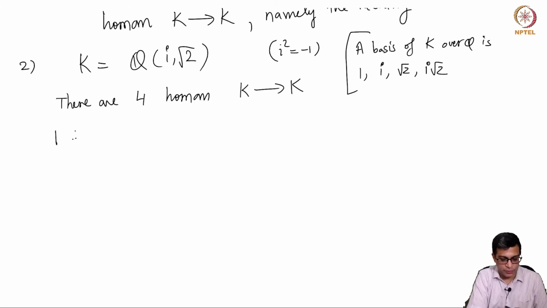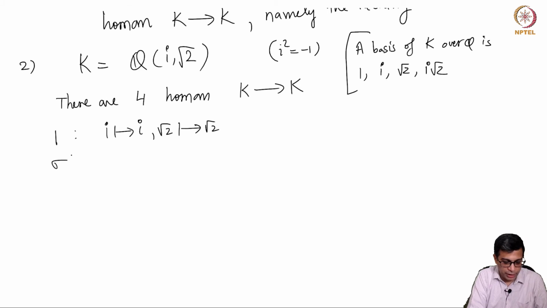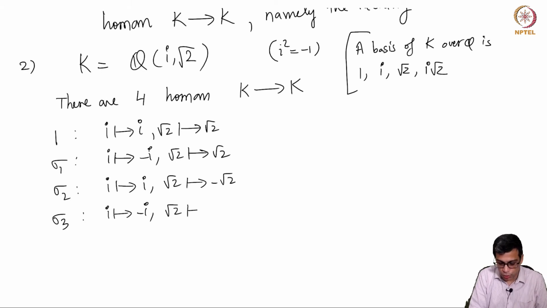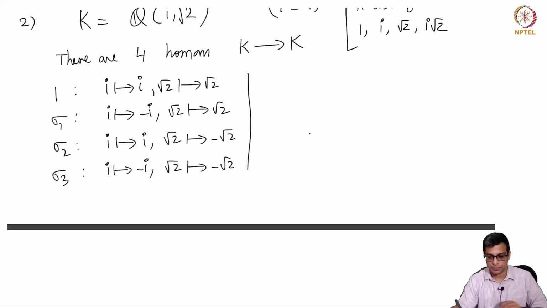So the 4 homomorphisms will be: 1, which sends i to i and root 2 to root 2, and which will always be used to denote the identity map. Sigma 1 will be i going to minus i, root 2 going to root 2. Sigma 2 will be i going to i, root 2 going to minus root 2. Sigma 3 will be i goes to minus i, root 2 goes to minus root 2. So i has 2 possibilities, root 2 has 2 possibilities, so you have 2 times 2 possibilities for all of them together. So there are 4 functions like this.